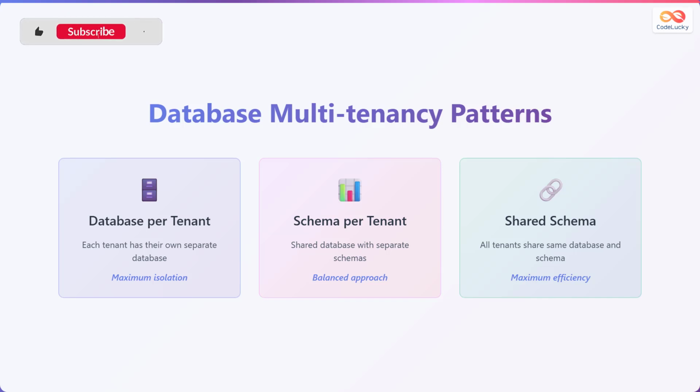When it comes to databases, there are also different patterns for multi-tenancy. The first pattern is database-per-tenant, where each tenant has their own dedicated database, offering maximum isolation. Second, we have schema-per-tenant, which means the database is shared, but each tenant has their own separate schema, which provides a balanced approach. The third option is the shared schema, where all tenants share the same database and schema, which maximizes efficiency.